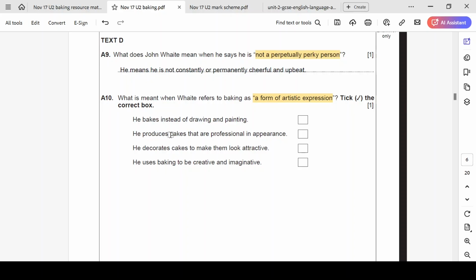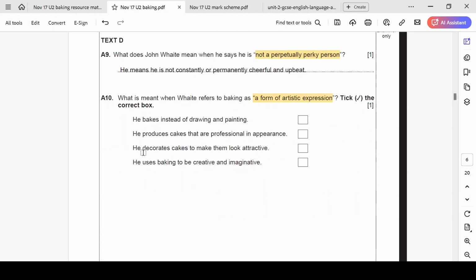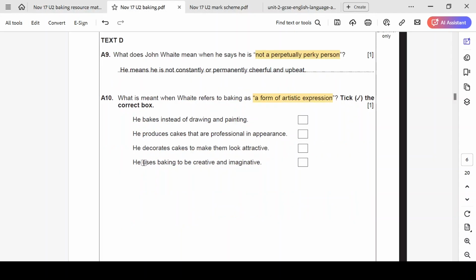He produces cakes that are professional in appearance. I don't see that anywhere here. I mean, they're going to be professional, but he's not saying that here. And that's not what a form of artistic expression means. He decorates cakes to make them look attractive. I mean, that would be artistic, but he doesn't say anything here about decorating them. So it's unlikely to be that one. Or he uses baking to be creative and imaginative. So the choice really seems to be between this one here and this one.